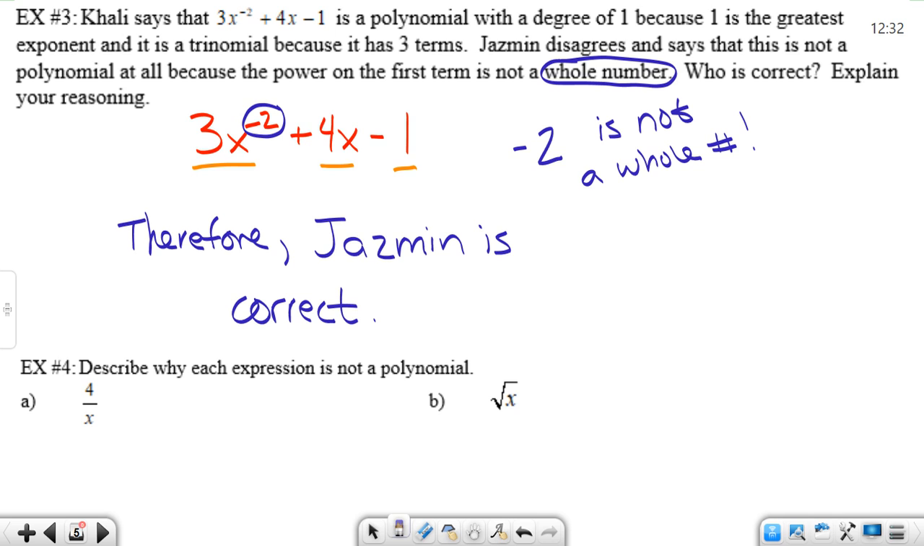Now, if we change that -2 to a +2, then we would have a polynomial. But because of that negative, ladies and gentlemen, this is not a polynomial. So guys, anytime you see a negative power or a fractional power, we're almost always looking at a non-polynomial, because neither of those numbers are whole numbers. And our powers in a polynomial always have to be whole numbers.